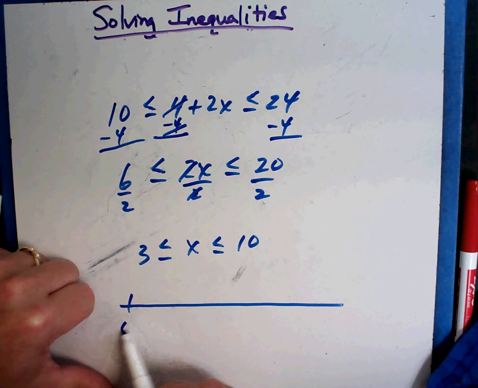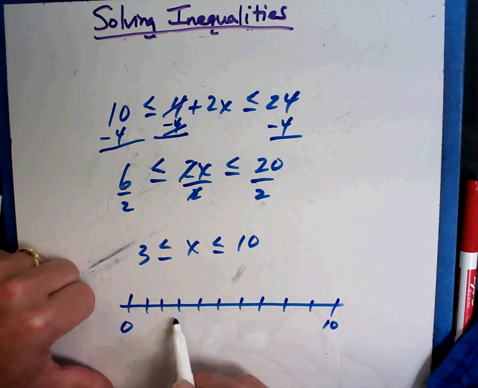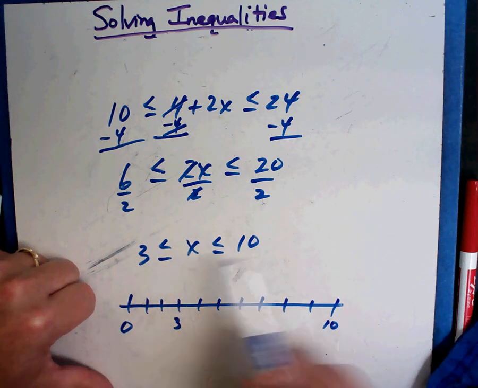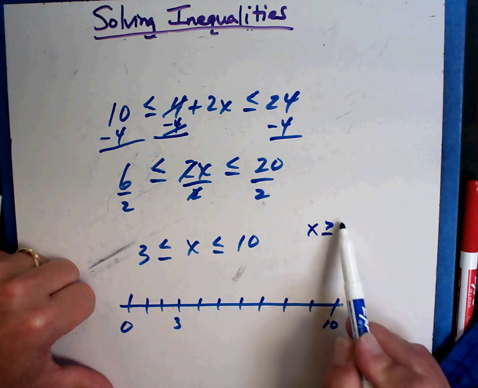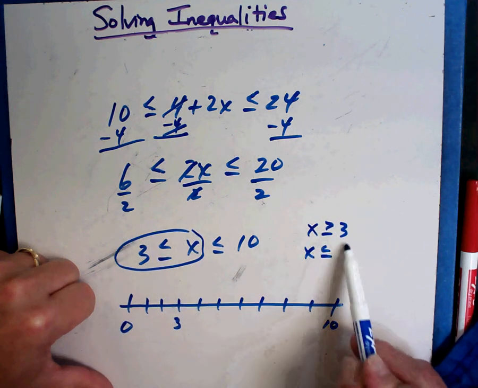But okay, so let's say this is 0. 1, 2, 3, 4, 5, 6, 7, 8, 9, 10. Alright, so there's my 10. There's my 3. So I could take this apart and say x is greater than or equal to 3. That's this part. And x is less than or equal to 10.